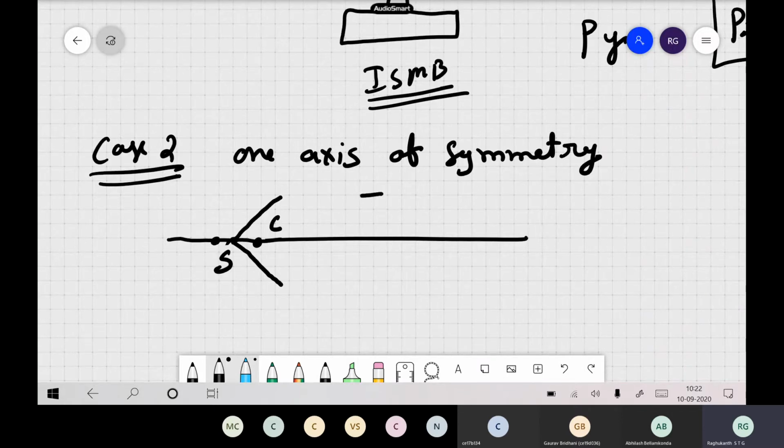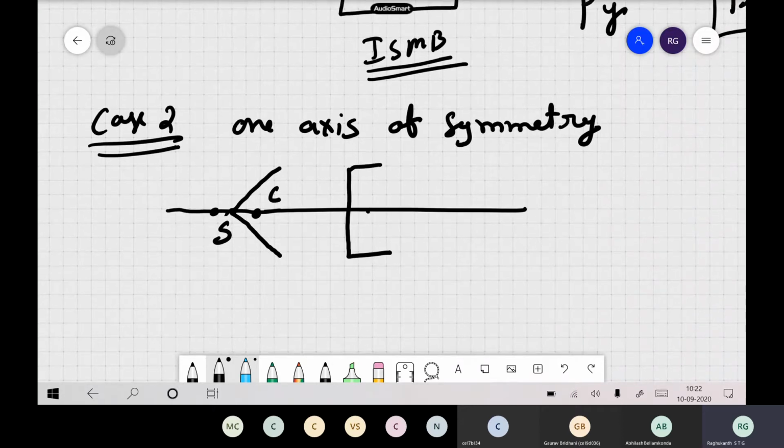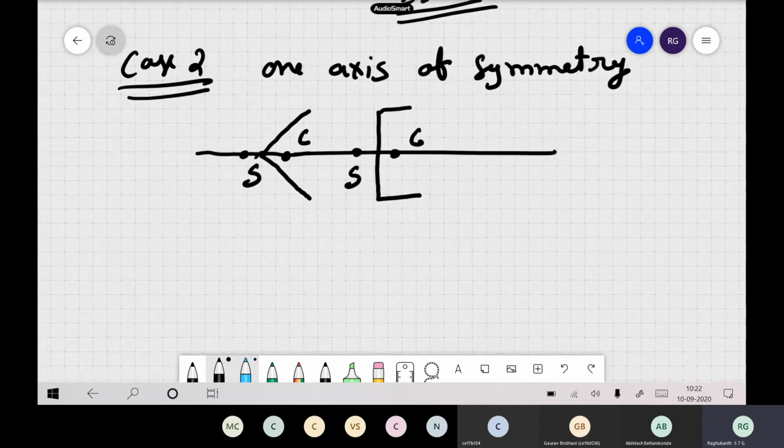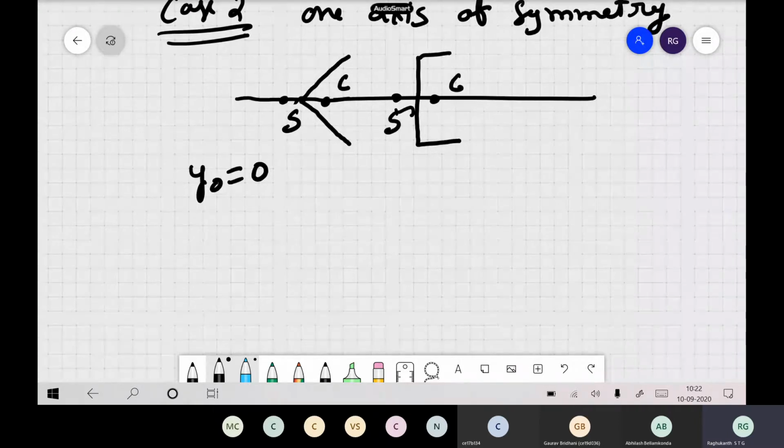Now similarly, if you're having a channel section like this, your centroid will be somewhere here, and this is your shear center. So this type of thing: one axis of symmetry is there. So if you're having one axis of symmetry, your y naught is 0, and x naught is not equal to 0, because there is a distance between these two.